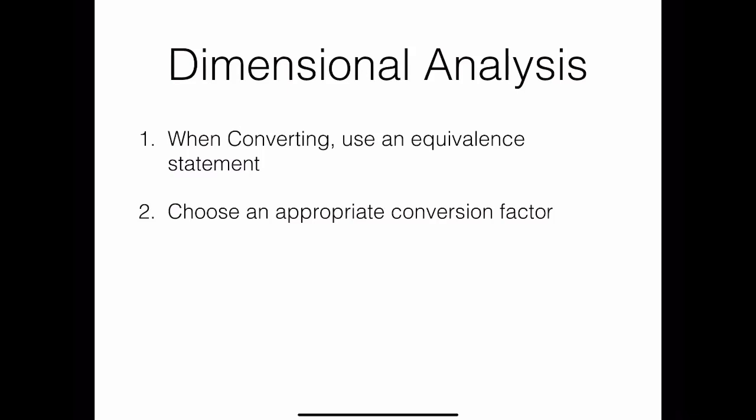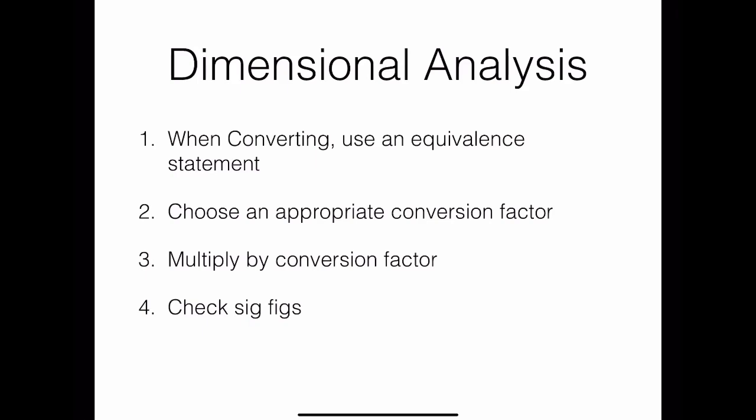Step number 2 is to choose an appropriate conversion factor. You need to do step 1 before you do step 2. The conversion factor comes from the equivalent statement. So we need to make sure we have the correct equivalent statement, and then we're changing that into a conversion factor. Step number 3 is to multiply by that conversion factor. Essentially, dimensional analysis is a series of multiplication problems, and we'll look at all of the different ways we can put those into a calculator, and you can choose the method that works best for you.